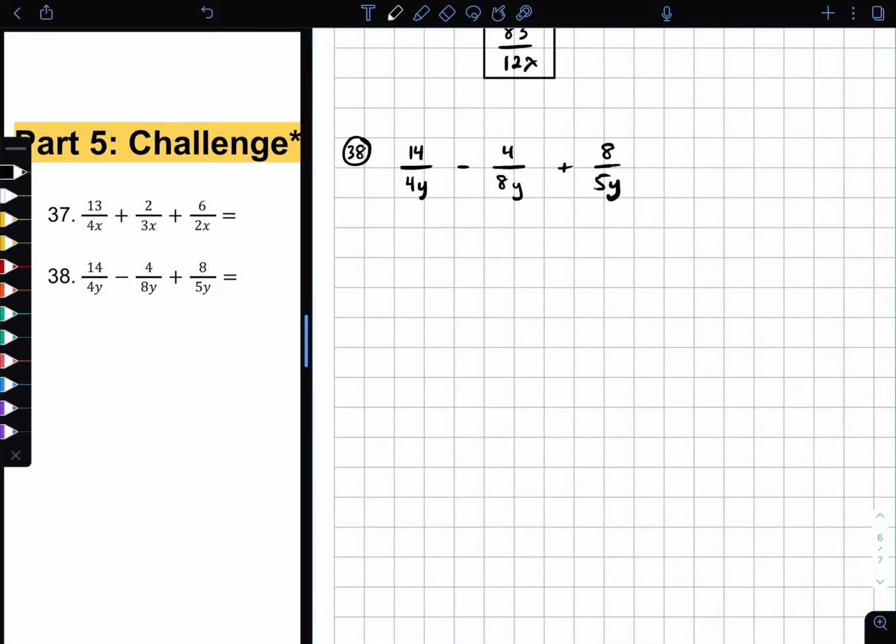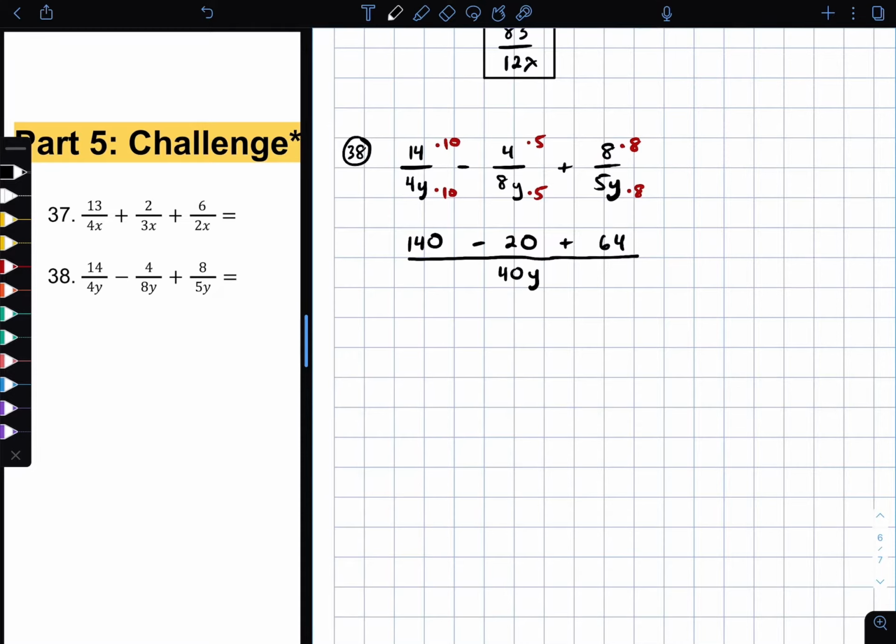Alright, so looking for a common denominator here. I think they all have a y, so when do 4, 8, and 5 meet for the first time? I think that's going to be 40. So I'm going to do times 10 and times 10. Then I'm going to do times 5 and times 5. And I'm going to do times 8 and times 8. So 14 times 10 is going to be 140. Then minus 4 times 5 is going to be 20. And then plus 8 times 8 is going to be 64. And that whole thing is going to be over 40y.